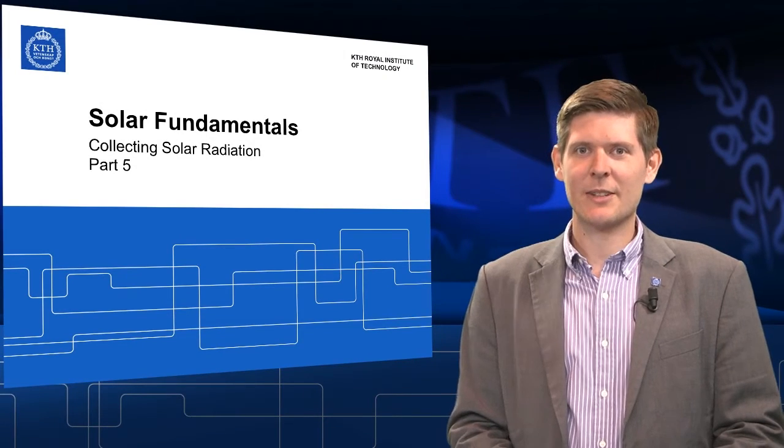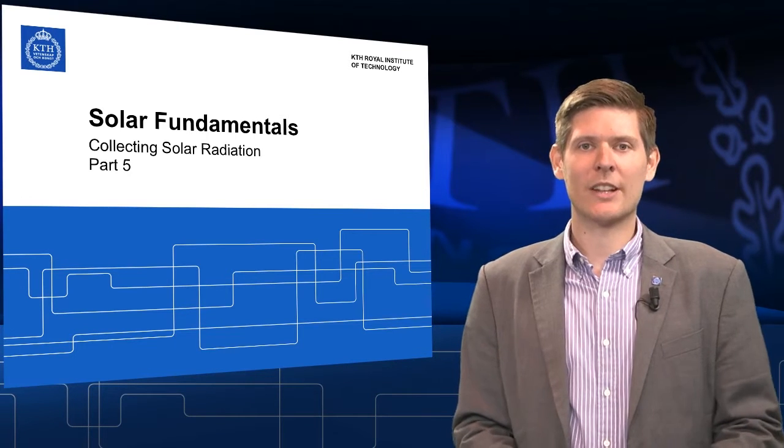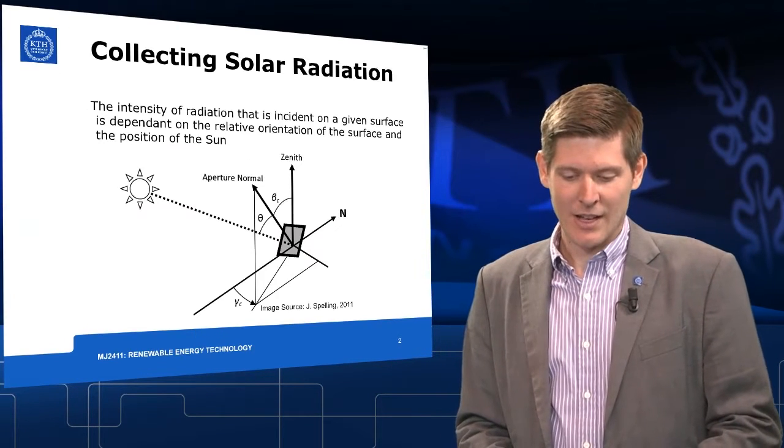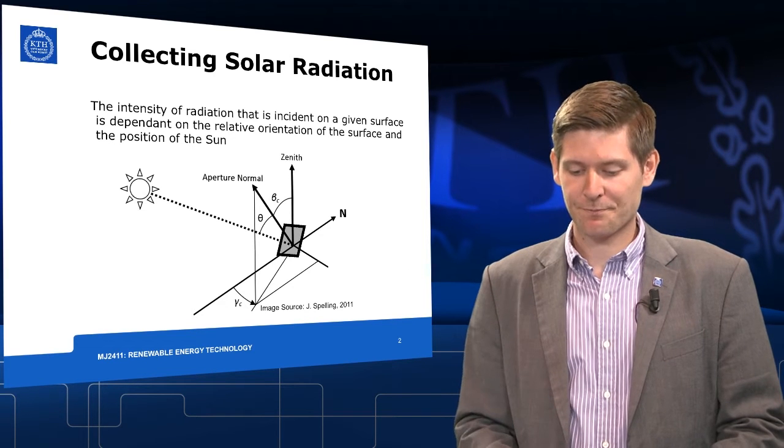Hello, my name is Lucas Eichmeier, and in this part of Solar Fundamentals we're going to speak about how to collect solar radiation. The intensity of radiation which is incident on a surface is dependent on the relative position of the surface with respect to the Sun.